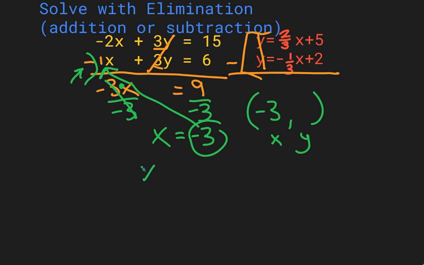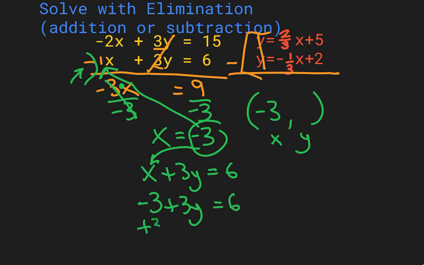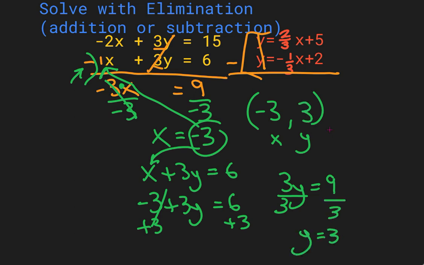So I'm going to go ahead, x plus 3y equals 6. I'm going to go ahead and plug this in here. I'm going to add it to both sides, and 3y equals 9. And I'm going to divide 3 to both sides. And 9 divided by 3 is 3. And if I did this right, x equals negative 3, y equals 3.